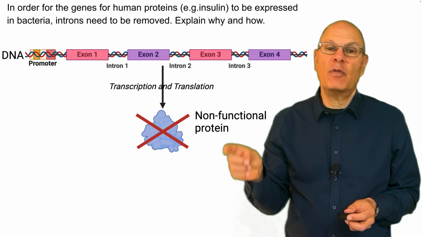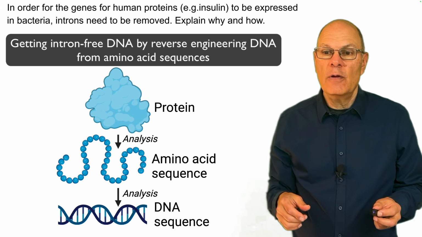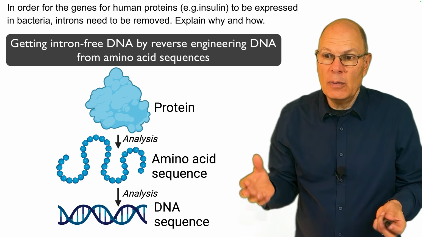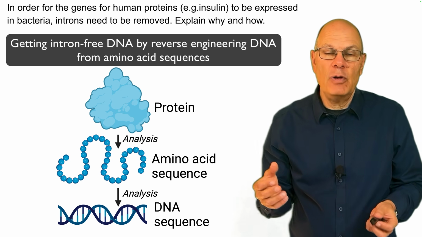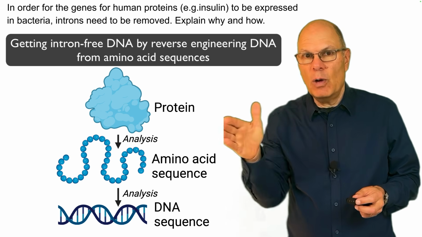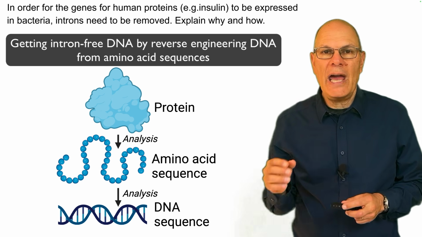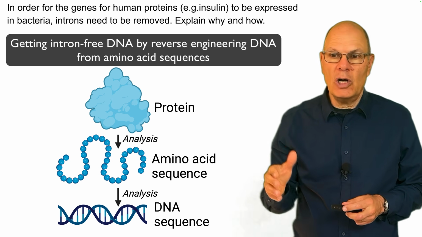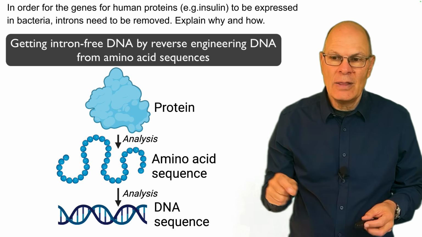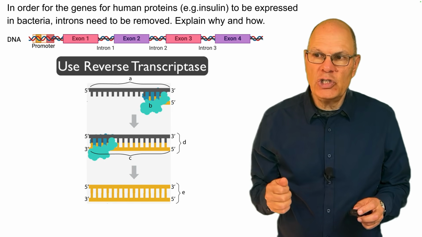You have to do it before transforming the bacterial cells, and you can do it in two ways. The first method involves determining the amino acid sequence for the protein. Biochemists can look at a protein like insulin and figure out what the linear sequence of amino acids is. Once you do that, you use your genetic code chart to reverse engineer DNA that codes for that amino acid sequence.